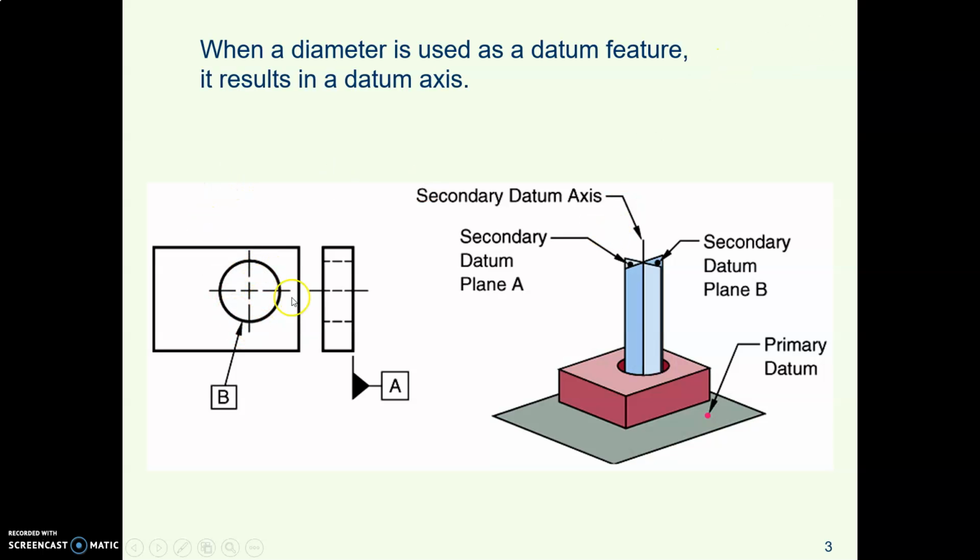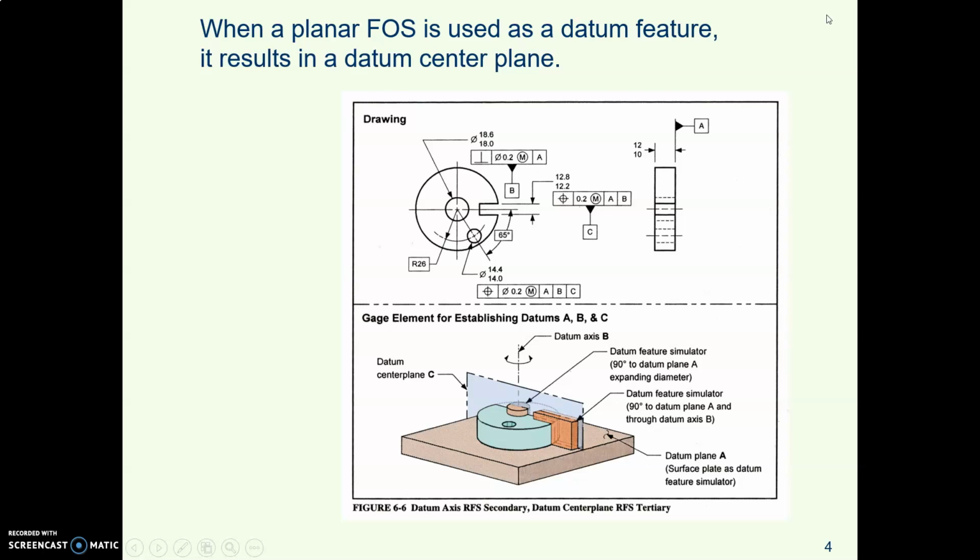When you use a round thing as a datum, the datum axis becomes the datum, and it actually establishes a primary and a secondary datum in there just by virtue of being an axis. If you put a datum on a planar feature, a thing made of planes like this notch, like datum C, then the datum is a center plane.